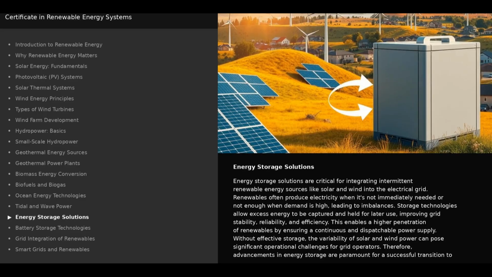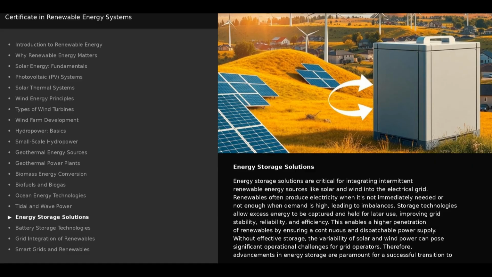Energy storage solutions. Energy storage solutions are critical for integrating intermittent renewable energy sources like solar and wind into the electrical grid. Renewables often produce electricity when it's not immediately needed, or not enough when demand is high, leading to imbalances. Storage technologies allow excess energy to be captured and held for later use, improving grid stability, reliability, and efficiency.